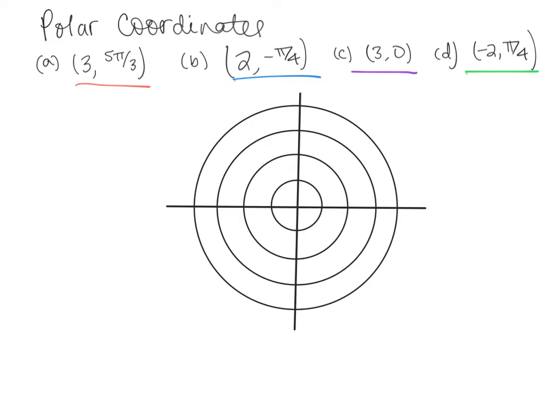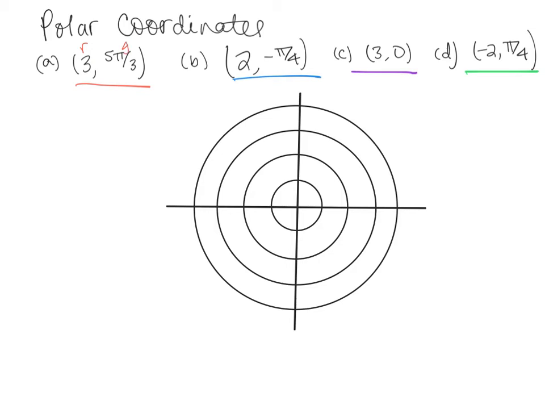So the way polar coordinates work is you are given an angle and a radius to find your point. So for example, in this first one, we're given an r value of 3, so we know our point is going to be 3 units from the center, and then we're given an angle of 5 pi over 3.